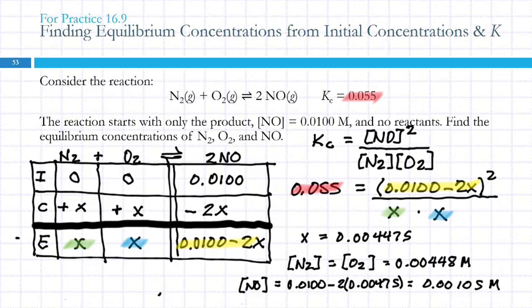When we look at the answers, it gives this as 0.011. So it rounded that. That's okay. Any questions?